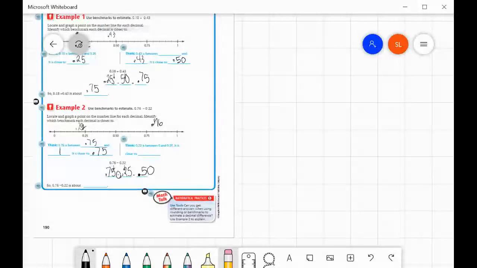So 0.76 minus 0.22 is about 5 tenths, 50 hundredths, halfway through, whatever it was that they might be measuring. So half, 0.5 is also half, which doesn't really relate to this particular thing, but you do need to remember that in some instances you're talking about half of something when you talk about 0.5. All right, we will go ahead and move on to page 191.